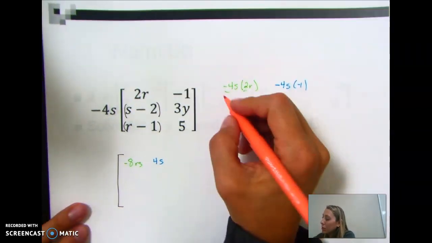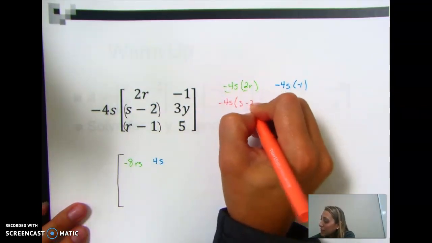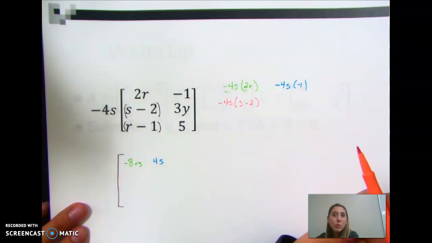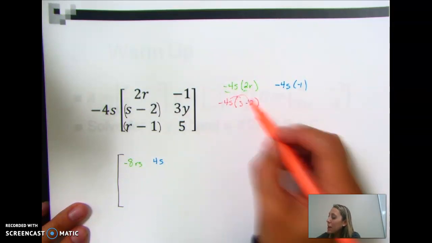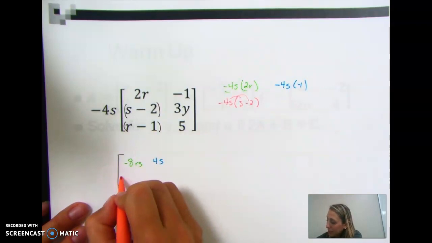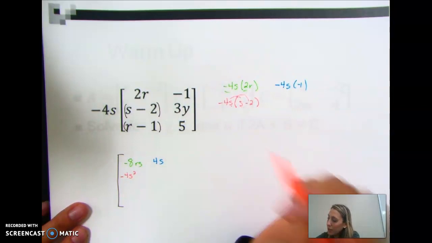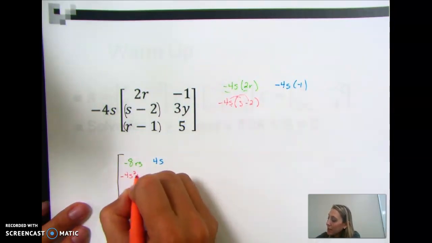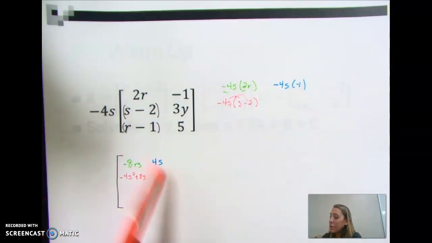Now this is where it gets a little more complicated. I'm going to have negative 4s times s minus 2. We've seen this before in Algebra 1, in Algebra 2, we might have even seen it in geometry. I'm going to distribute it. So negative 4s times s is negative 4s squared. S times s is s squared. And then negative 4 times negative 2 is a positive 8s. So now I have a binomial inside of here. Okay, let me write that one.